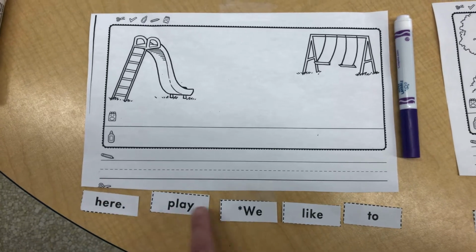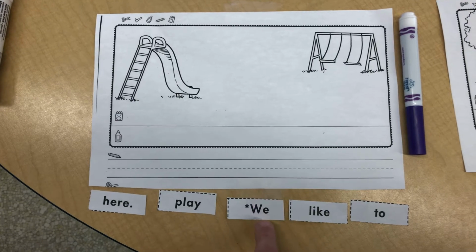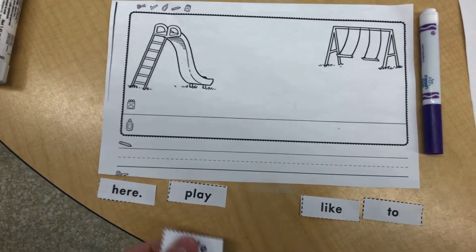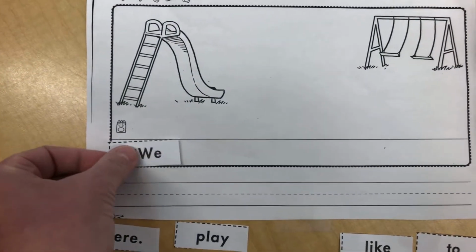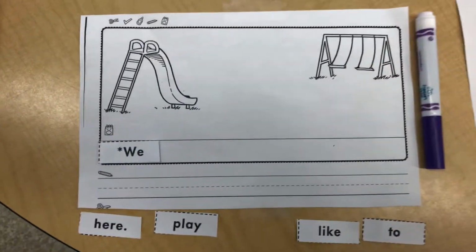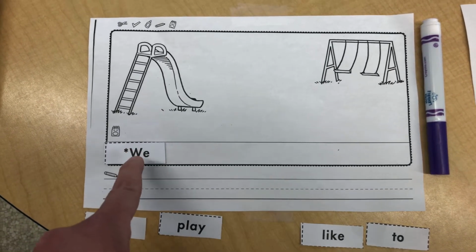So if we look at our words, which one has an uppercase letter? Very good, the word we. So we're going to use that word, and we're going to glue it right here where there's the glue bottle. So we're going to glue that word on right there. Okay, so the first word in our sentence is going to be the word we.